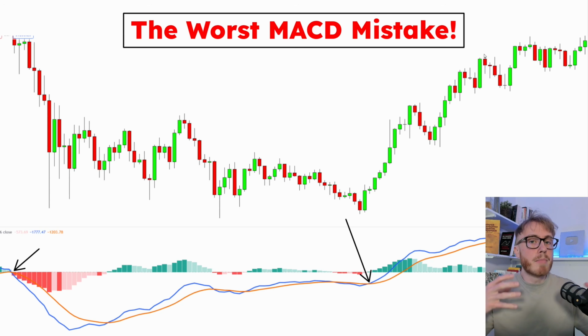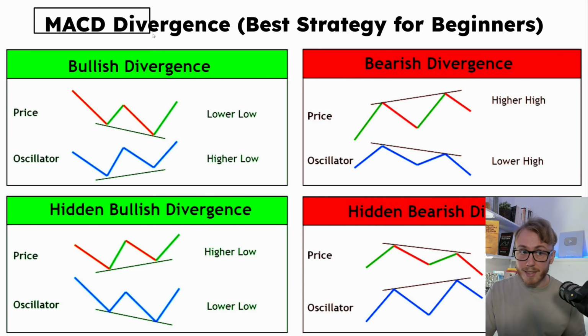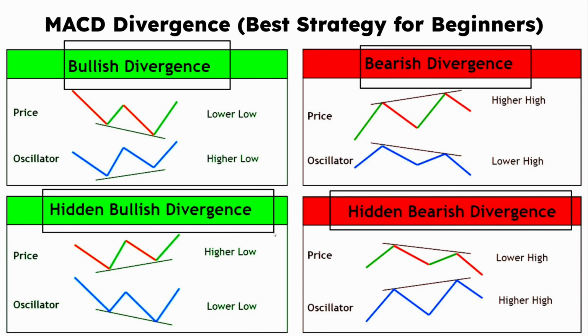And there are much better ways to use the MACD. And in the next chapter, we're going to talk about one of the best ways to use the MACD indicator. Alright guys, so now we are very soon ready to take a look at an amazing MACD trading strategy, which is MACD Divergence. But before we can look at all of these different divergence strategies, we first need to learn about the two different types of divergences.